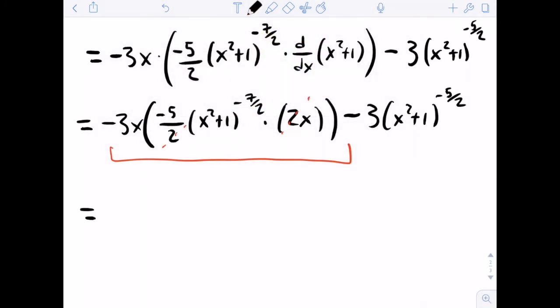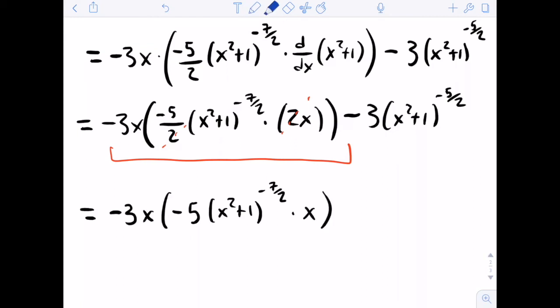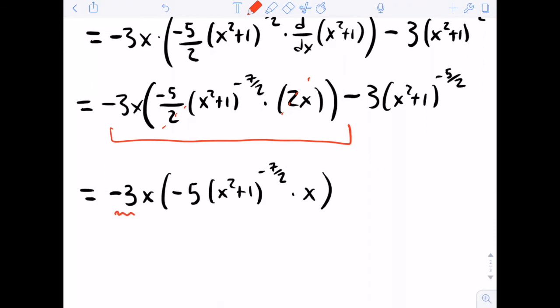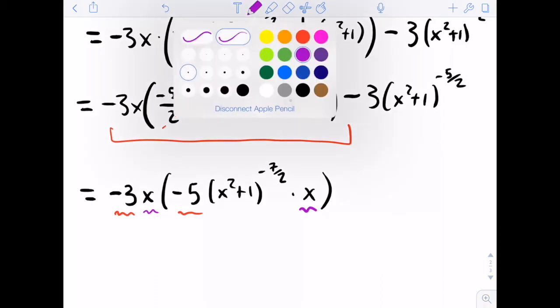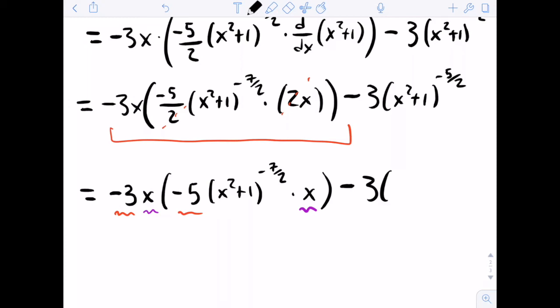So we can rewrite this as negative 3x times negative 5 x squared plus 1 to the negative 7 over 2. Then you've got an x floating around still. A couple things here. We're going to combine this negative 3 and this negative 5 together to make positive 15. And we're going to combine this x and this x together to give an x squared. But before we do that, we have to finish off what we have. So this is negative 3 all times x squared plus 1 to the negative 5 over 2.